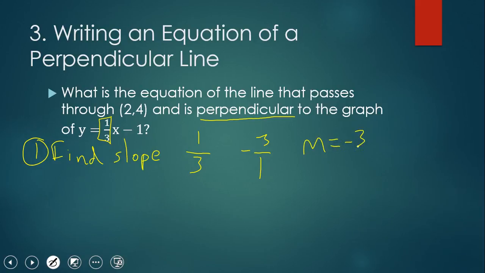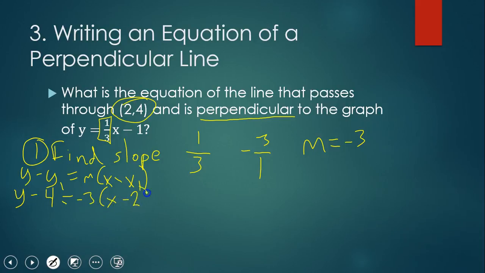The next thing we do is use our point-slope form. Our point-slope form, remember, is y minus y1 equals m times x minus x1. Where are we getting y1 and x1? Remember, it's from that point right there. So with that in mind, let's go ahead and plug in. So I have y minus y1, which is 4, equals my m, which is negative 3, times x minus 2.